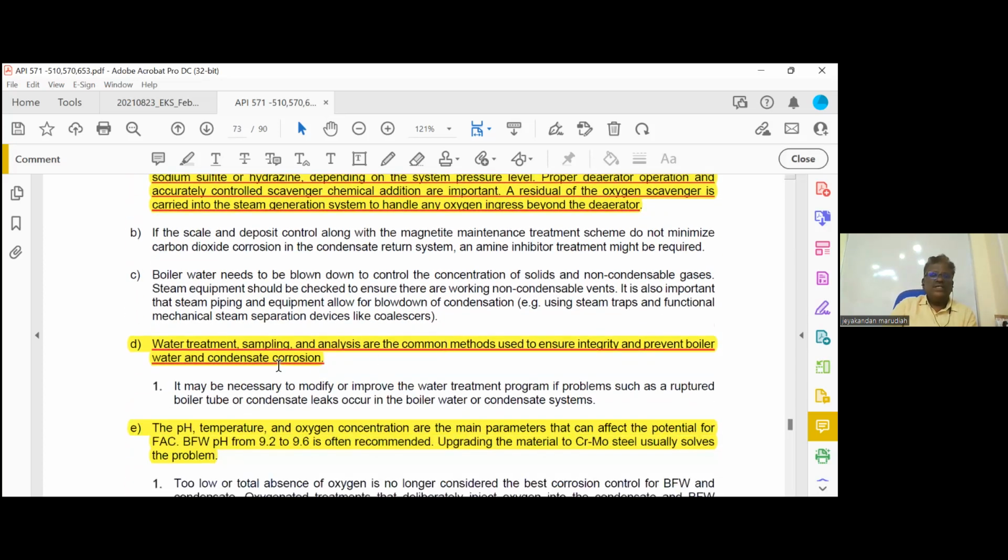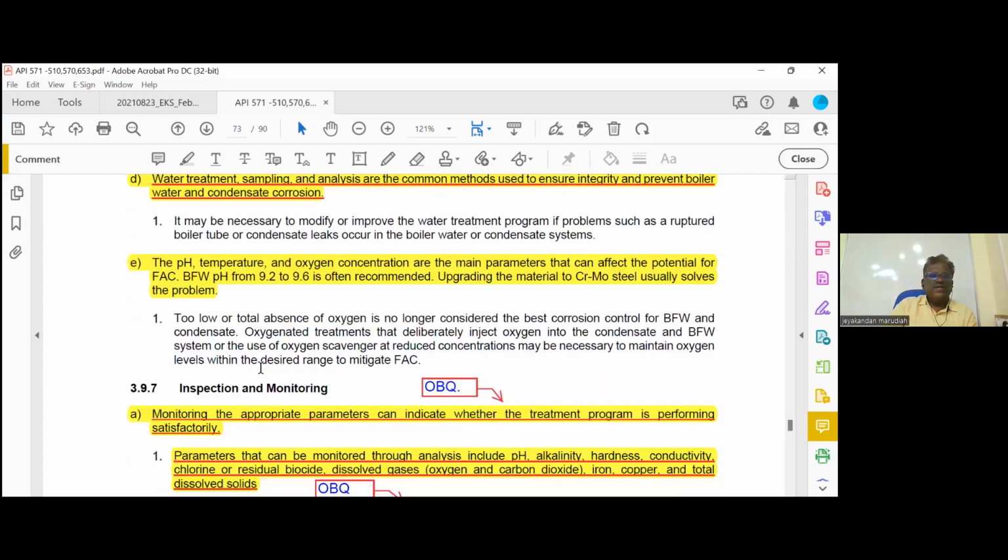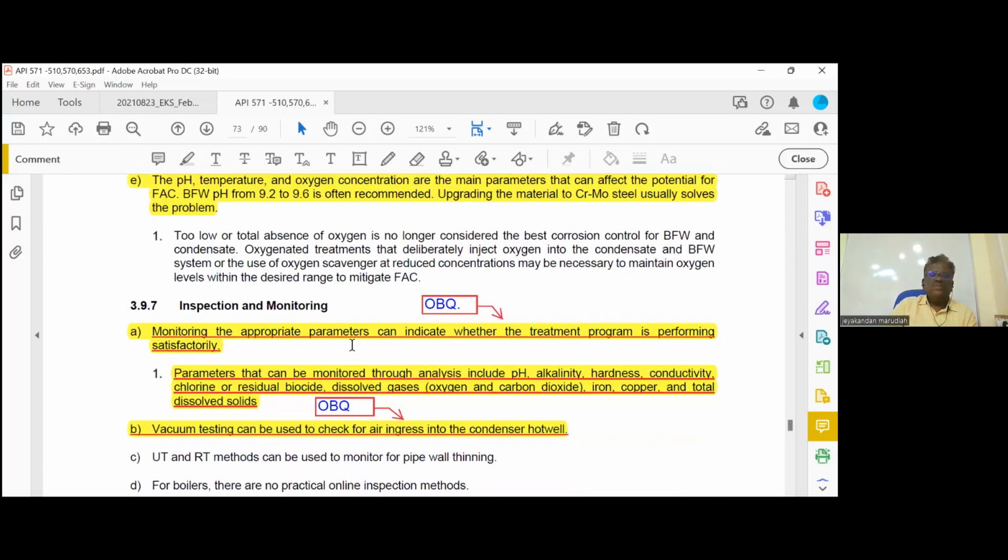Then D, water treatment, sampling and analysis are the common methods used to ensure integrity and prevent boiler water and condensate corrosion. Inspection, monitoring the appropriate parameters can indicate whether the treatment program is performing satisfactorily. That is open to question. Parameters that can be monitored through analysis: pH, alkalinity, hardness, conductivity, chloride. This we have to do for the water analysis.